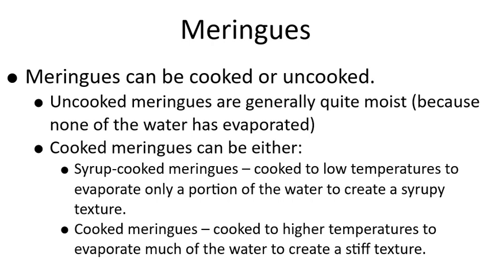Meringues can be either cooked or uncooked. The uncooked meringues are generally quite moist since none of the water has evaporated. The cooked meringues can be either syrup-cooked meringues, that is, meringues cooked to low temperatures such that only a small fraction of the water has evaporated. These have a syrupy texture to them. Or they can be so-called cooked meringues, that is, cooked to a higher temperature such that much more of the water has evaporated, creating a rather stiff texture similar to a cookie.